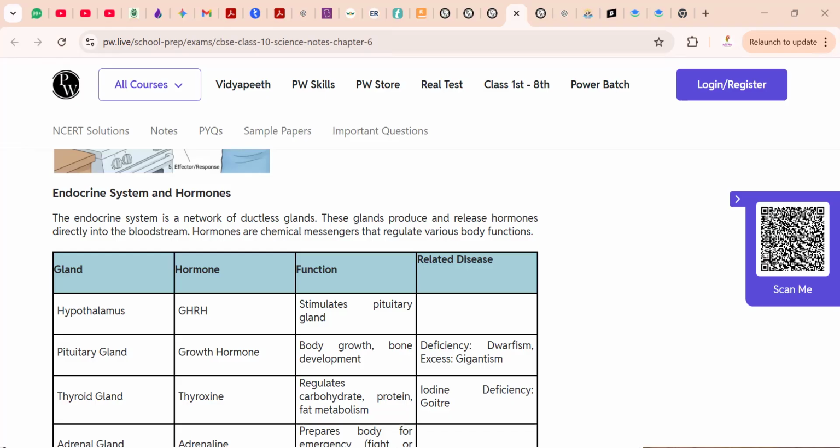So the nervous system, and here the human nervous system, we said there are nerves also. The main part is the central nervous system with the brain, spinal cord and also some nerves.